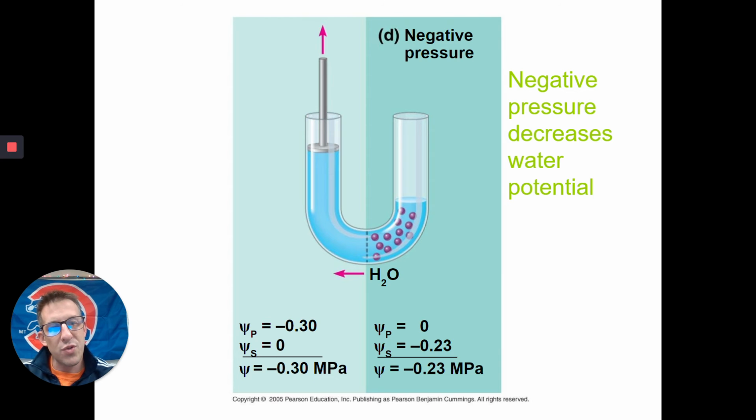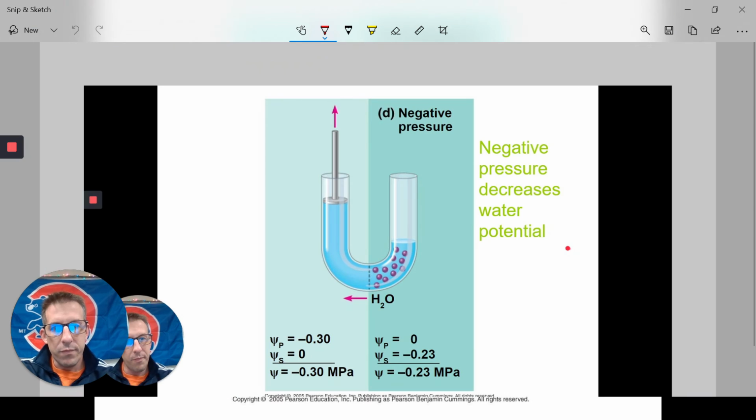So now we're going to mess with this side. So I am going to take a snapshot of this one here so that we can play around with it. Let's break down this side first. This side here still has the exact same amount of solute. But now the pressure potential is 0 because there's no more piston in there. Atmospheric pressure is just normal. So the solute potential is still the same, negative 0.23. We add these two together to get the overall water potential of negative 0.23.